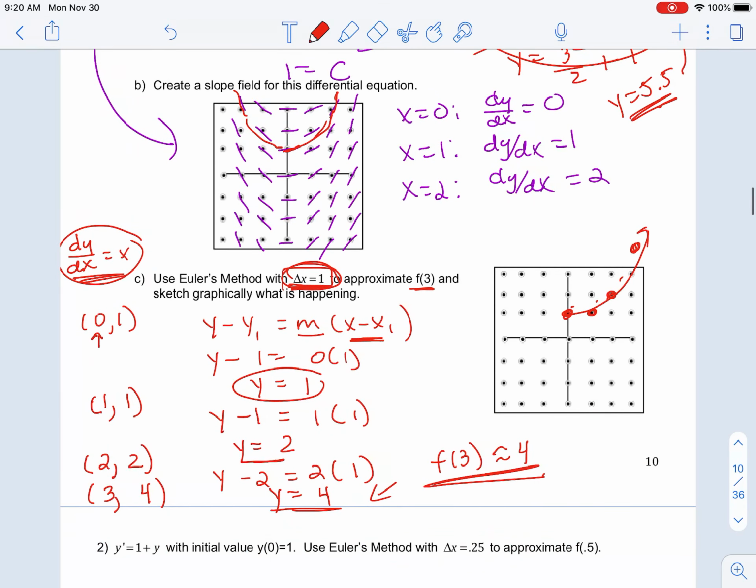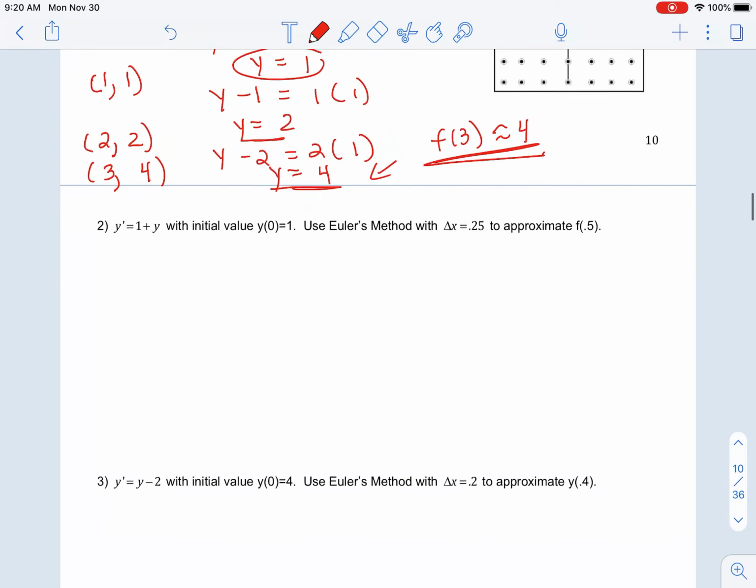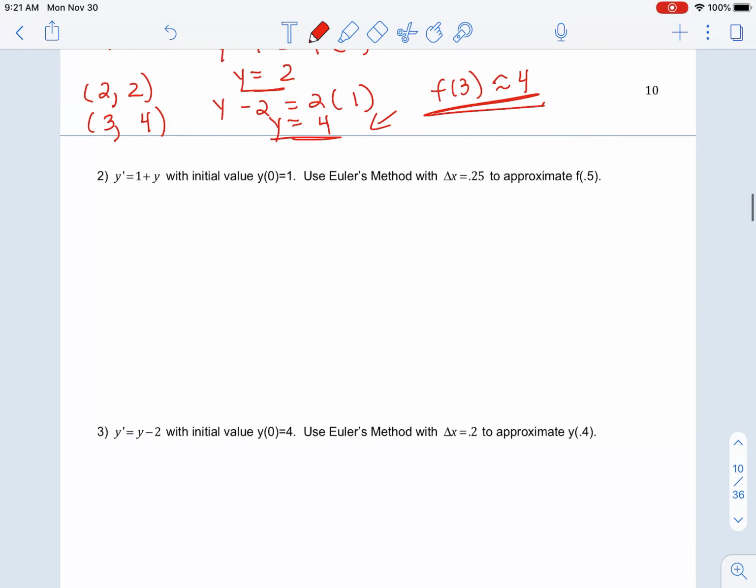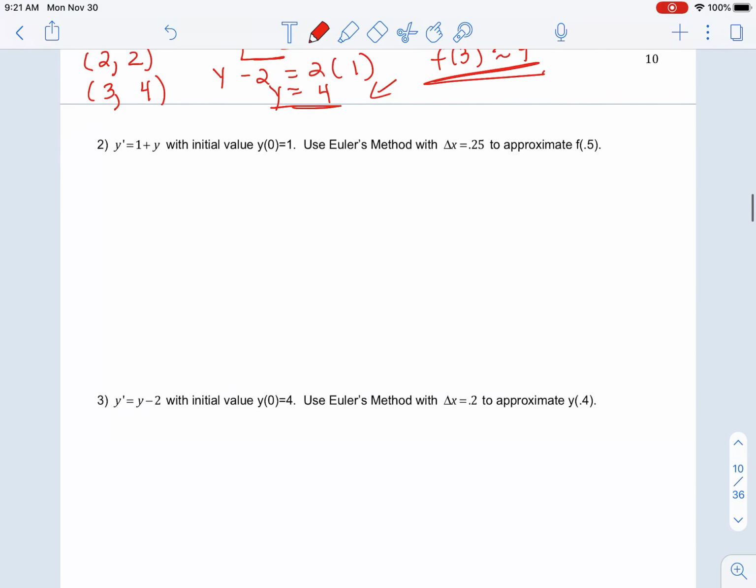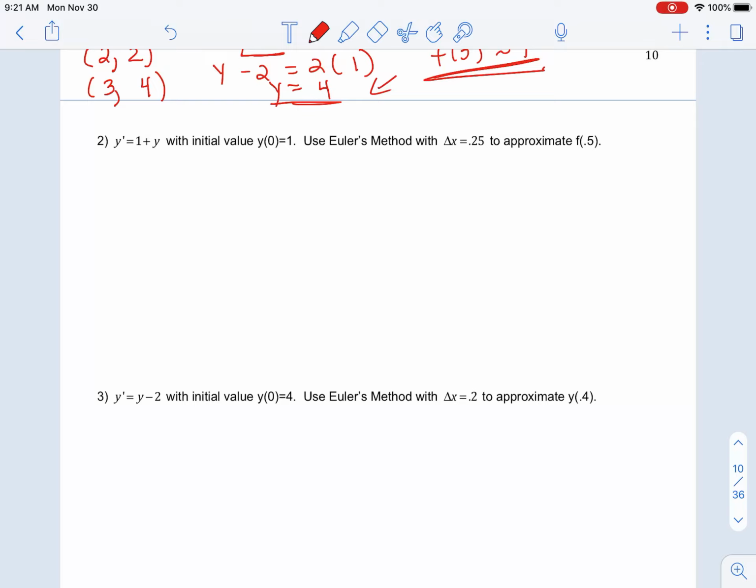Now, the approximation is okay here, but if you want to get a better approximation, what you would do is make this delta x smaller and smaller, so you would get more points to get a tighter fit for that y. Okay, so let's try a couple problems now using Euler's method. Okay, so remember all we're doing is writing the equation of a tangent line. So number 2, they gave us the differential equation.